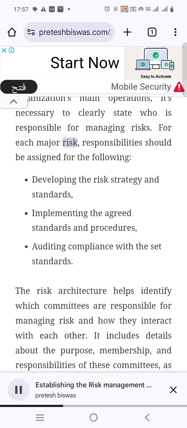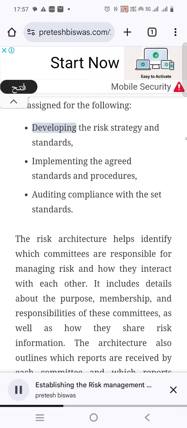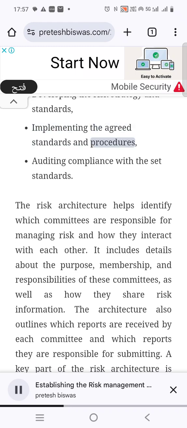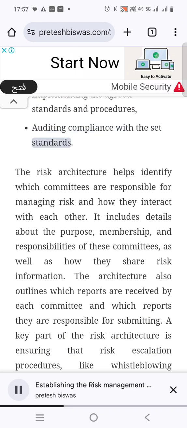For each major risk, responsibilities should be assigned for the following: developing the risk strategy and standards, implementing the agreed standards and procedures, auditing compliance with the set standards.